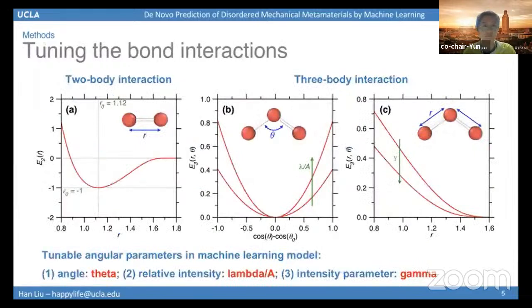These figures illustrate the force field I used. The left figure is the fixed two-body radial interaction. The right two figures represent the tunable three-body angular interactions. Overall, the force field has three tunable angular parameters. That is, the preferred bond angle, theta naught, the relative intensity, lambda over A, and the intensity parameter, gamma.